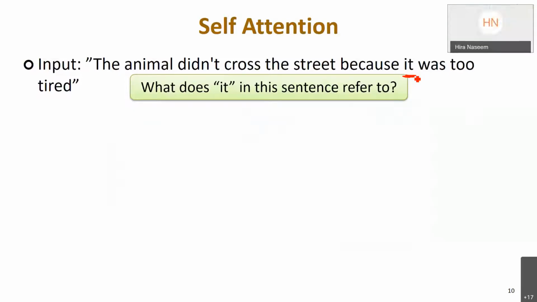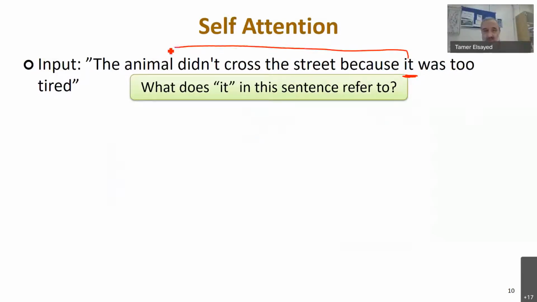The animal, right? So "it" here refers to the animal. This is very easy for us as humans. If I asked 1,000 persons what "it" refers to, maybe 999 will say animal. Maybe one will say street if he's very young, not knowing the structure and the meaning of the sentence. But it is very easy for humans, and that's not easy for machines.